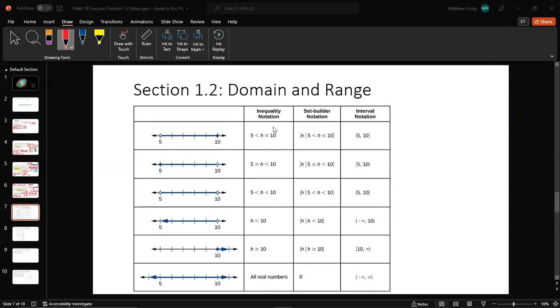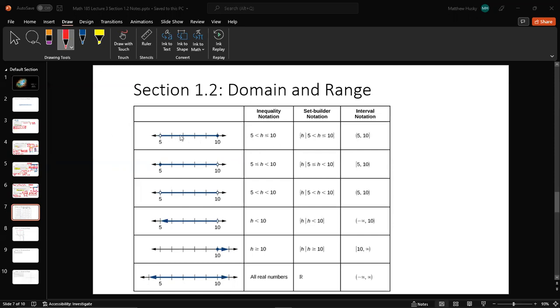So anyway, if you go from one point to another, like 5 to 10, the 5 has an open circle there, it's a hole. So the 5 is not included and the 10 is included. That would be written as 5 less than h less than or equal to 10.